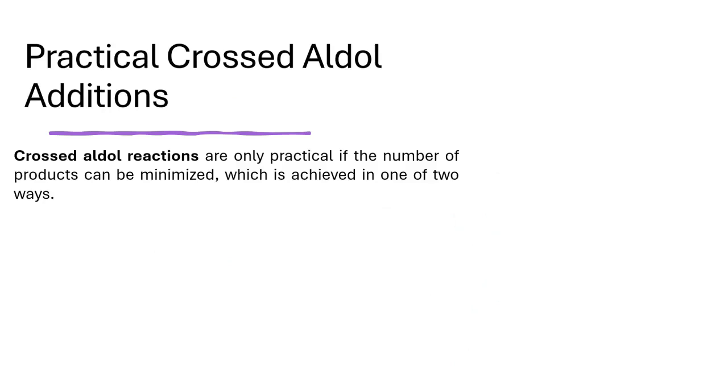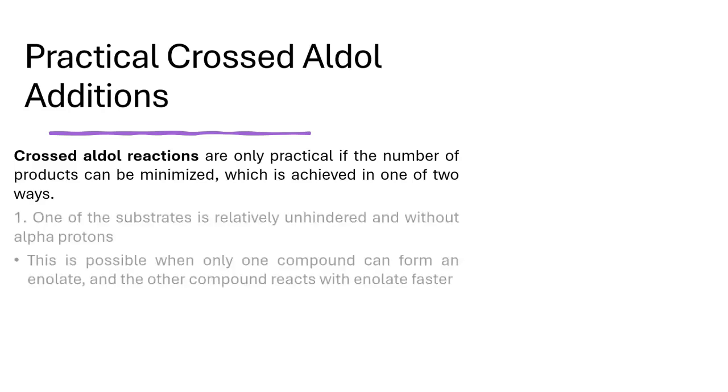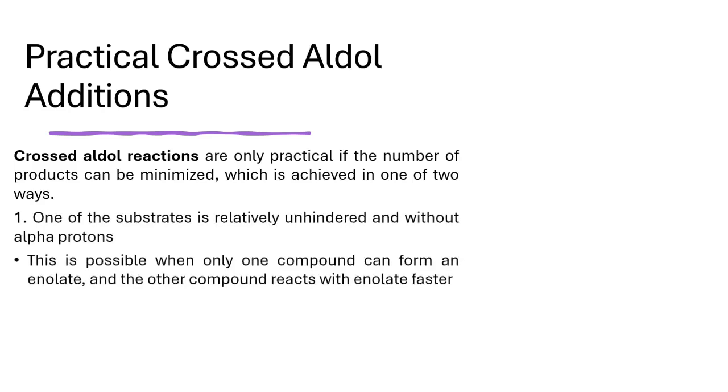Practical cross-aldol additions. Cross-aldol reactions are only practical if the number of products can be minimized, which is achieved in only one of two ways. 1. One of the substrates is relatively unhindered and without alpha protons. This is possible when only one compound can form an enolate and the other compound reacts with the enolate faster. For example, formaldehyde has no alpha protons, and therefore it can react with this aldehyde here to form one product.